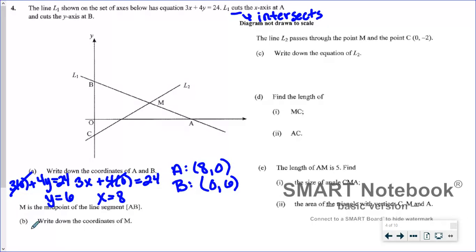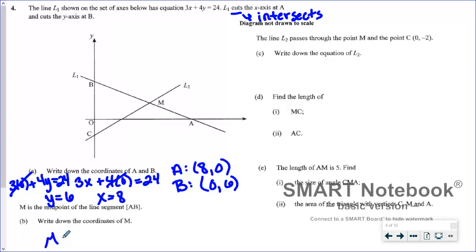Awesome. Part B, write down the coordinates of M, where M is the midpoint of the line segment AB. The midpoint is simply the average of the x-coordinates and the average of the y-coordinates. I believe that formula is in your formula book somewhere, probably in the prior knowledge section. If it's not in this unit or topic specifically, you can always look back at the prior knowledge.